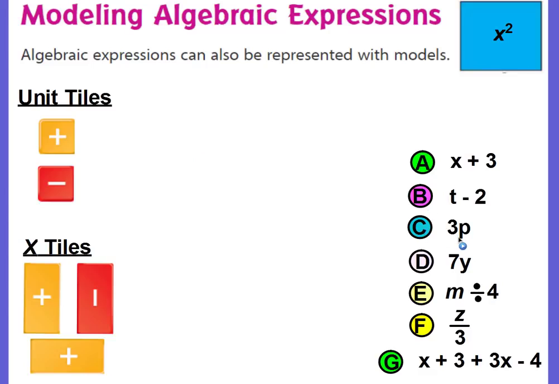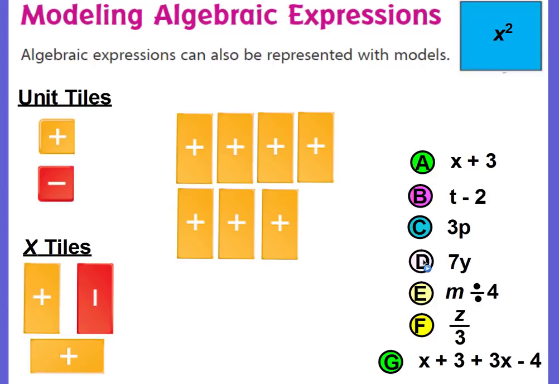3p. So we've talked about this. We know that a number next to the variable means multiplication. All this is really saying is that we need 3 p's, or 3 x tiles, and they're positives. So this would be the model for 3p. 7y, can you guess what this one would look like? Yep, it's the same as 3p, except instead of 3 x tiles, you need a total of 7 x tiles. This would represent 7y. Again, you could use the horizontal x tile.